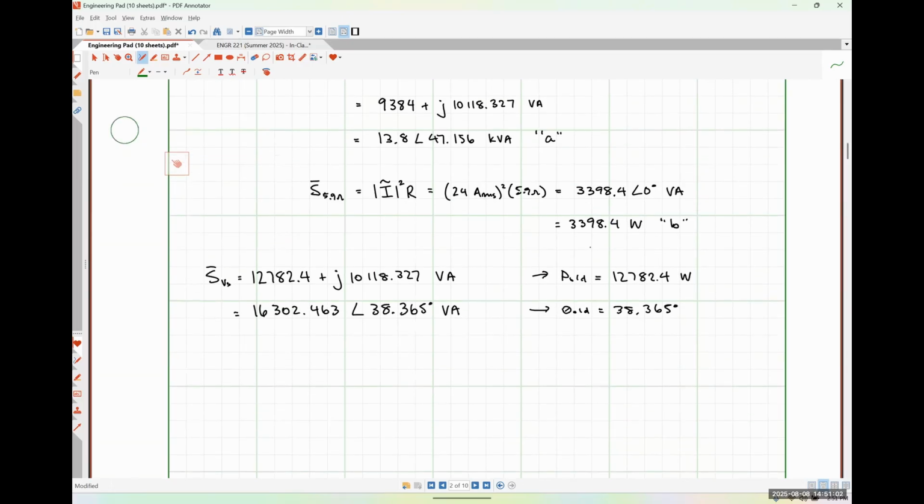So I am suggesting here that if we take this apparent power and divide it by 24 amps, we will get the voltage drop across our network. Or at least that's the voltage drop prior to power factor correction, and the voltage shouldn't change when we apply a capacitor across the terminals.